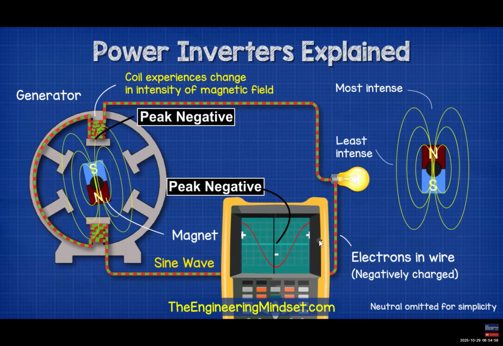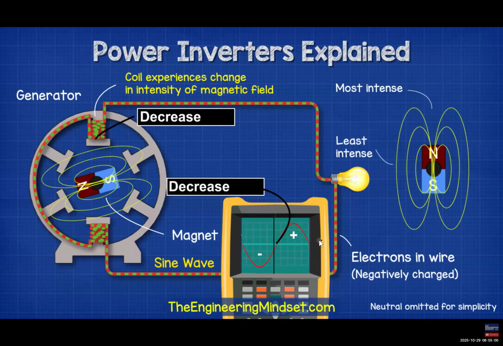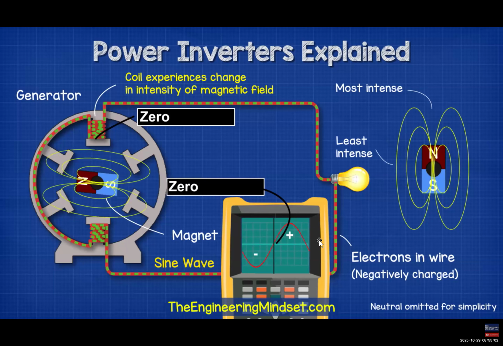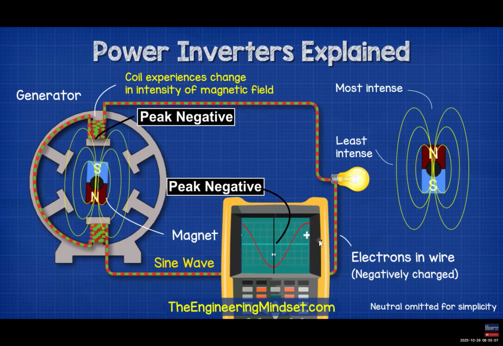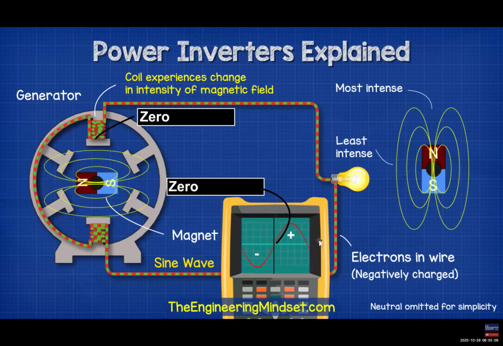The voltage is not constant in this type of electricity. Instead, it repeatedly moves from 0 up to its peak, back to 0, then to the negative peak, and then finally back to 0 again.